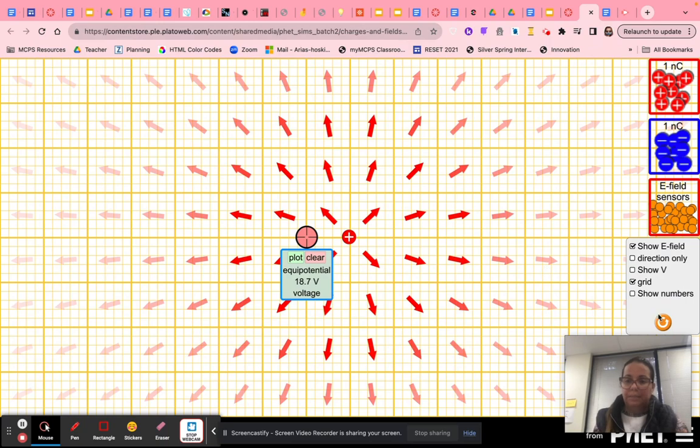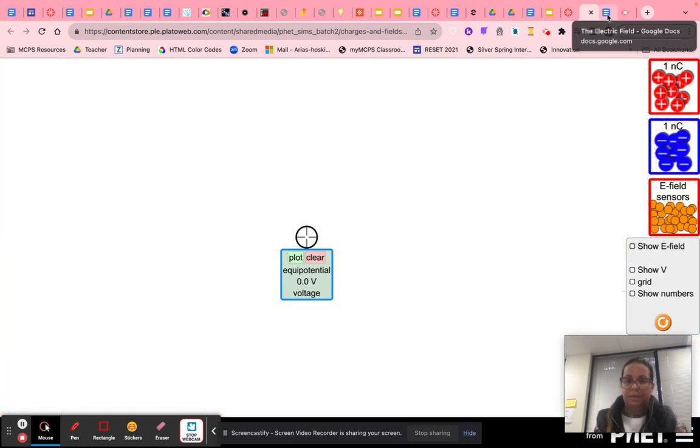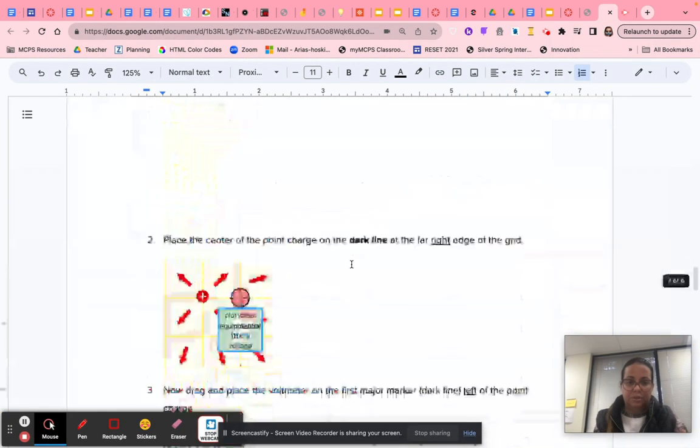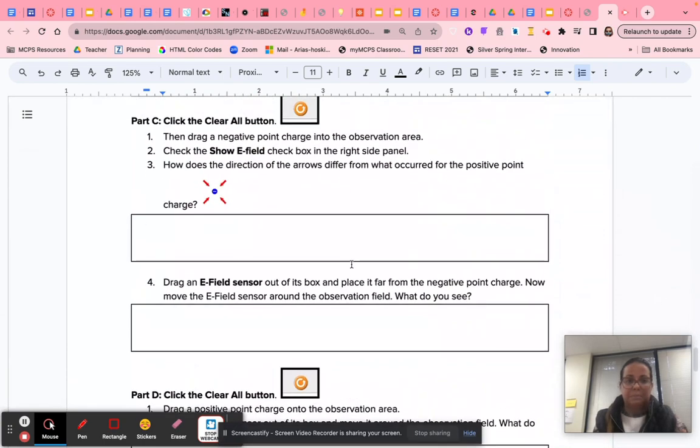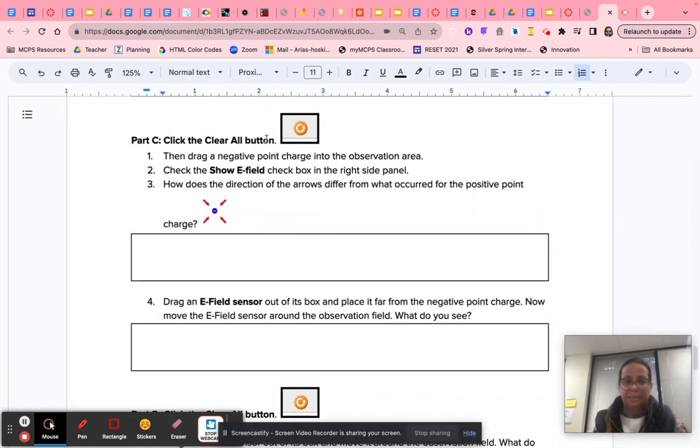Part C, you're going to clear the whole thing. Follow the instructions right here. Let me go to part C. You're going to reset the button, clear all, and make sure that it's actually empty. Now, it says you're going to drag the negative point charge in the observation area, and then make sure that you have the show E-field checkbox checked.